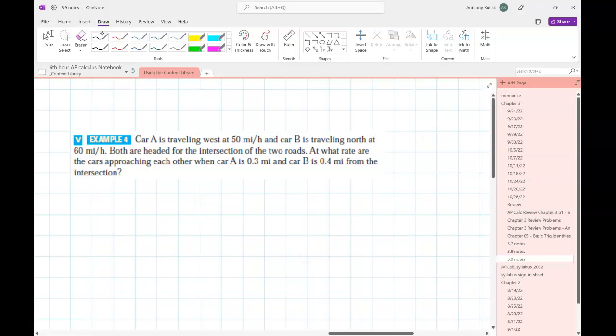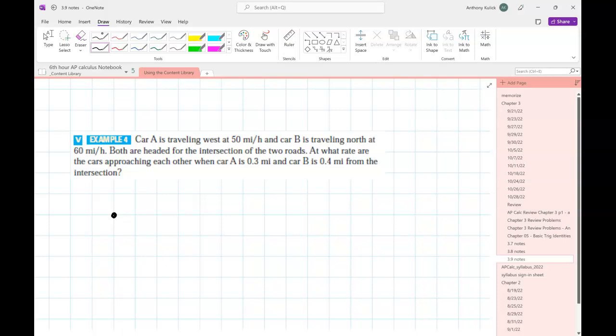It says car A is traveling west at 50 miles per hour, and car B is traveling north at 60 miles per hour. Both are headed toward the intersection of the two roads. At what rate are the cars approaching each other when car A is 0.3 mile and car B is 0.4 mile from the intersection? All right, let's draw a picture then.